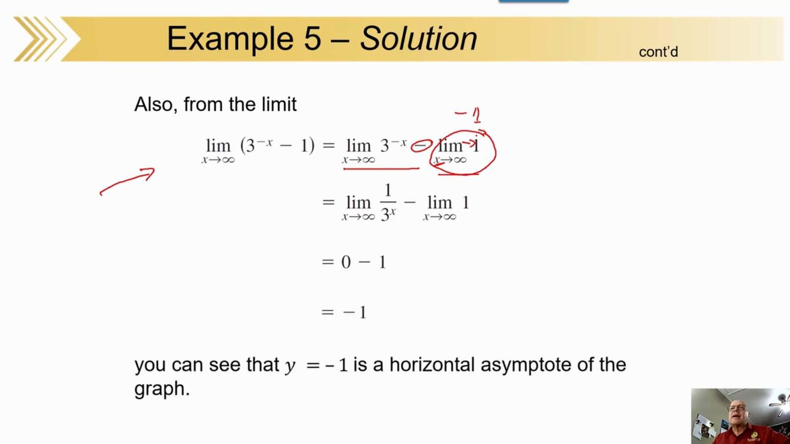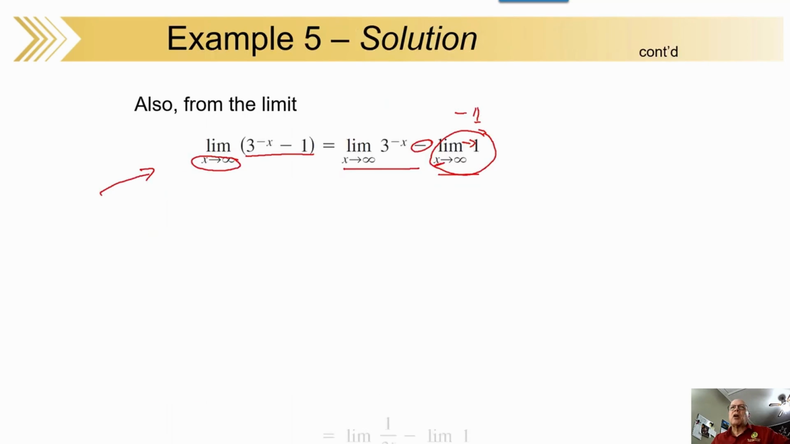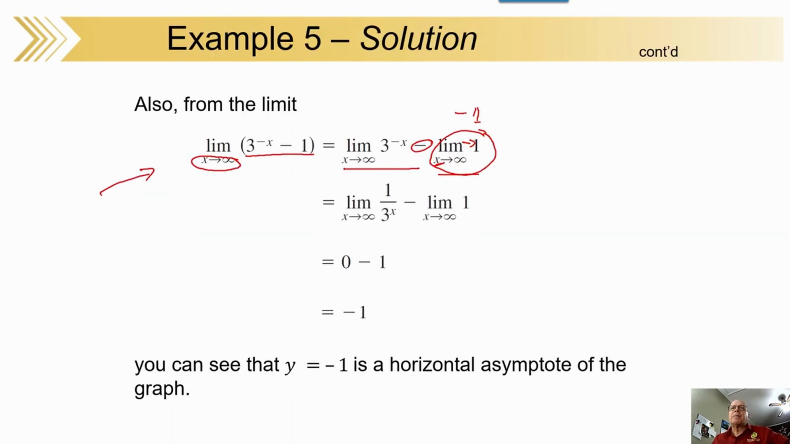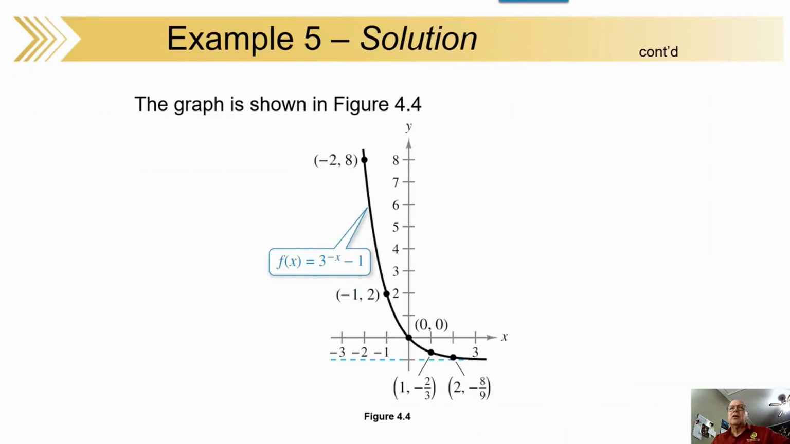That gives you the horizontal asymptote, because this tells you what this function is doing when x gets bigger and bigger and bigger. It's getting close to -1. Look back here, you can take a look at this, and remember this is the dotted line here. It's getting closer and closer to -1. So that's the horizontal asymptote. And that's the final figure.